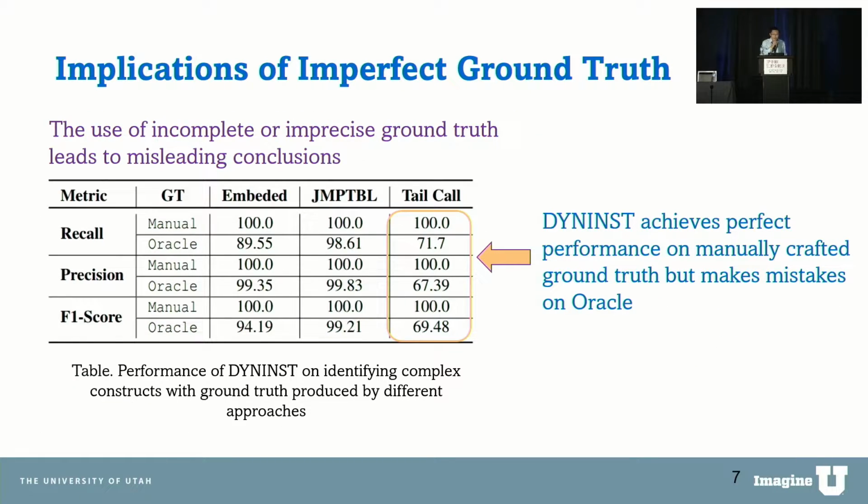We did another experiment by evaluating a disassembler with different ground truths. This table presents the performance of Dyninst on identifying complex constructs with ground truths produced by different approaches. According to this table, Dyninst achieves perfect performance on manually crafted ground truths. It achieves 100% precision and recall, but this number significantly drops when we evaluate it based on Oracle. So this leads us to another conclusion: the use of incomplete or imprecise ground truths will lead to misleading conclusions.